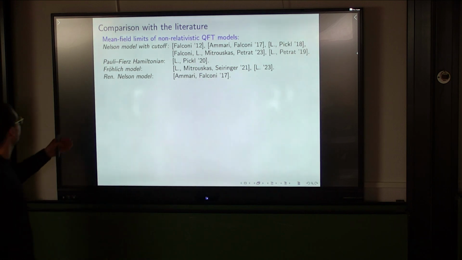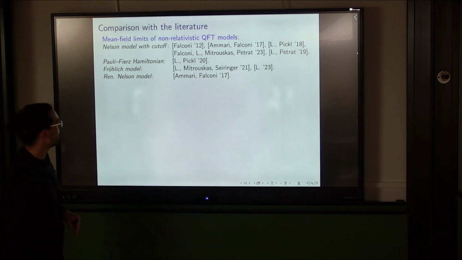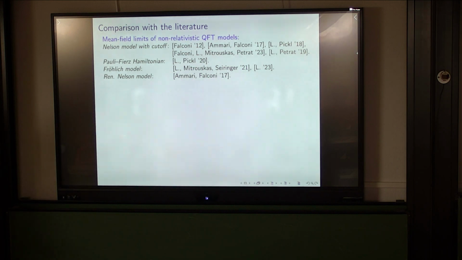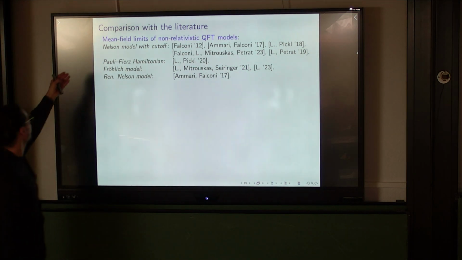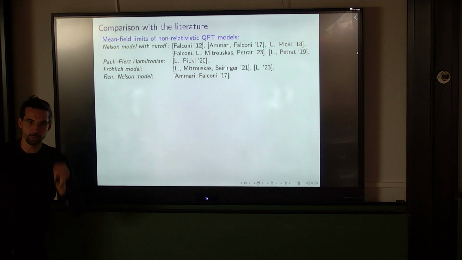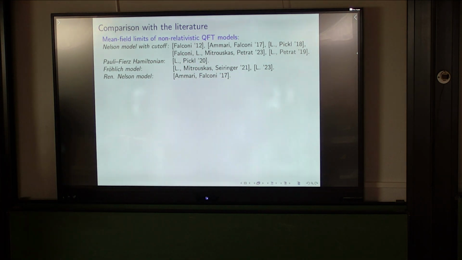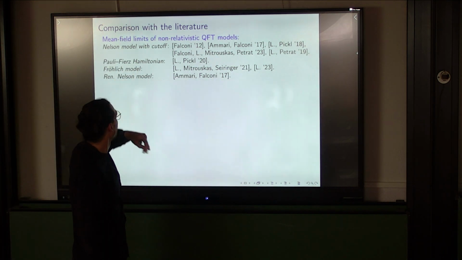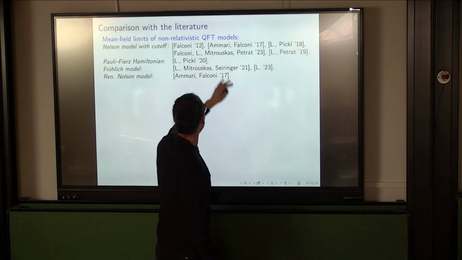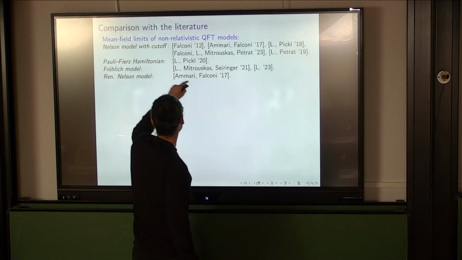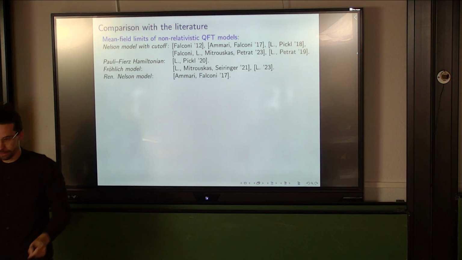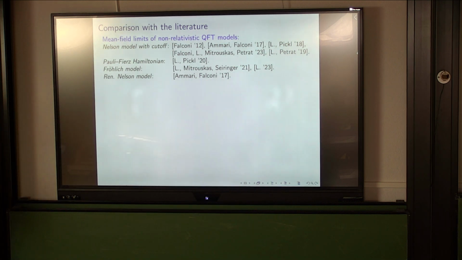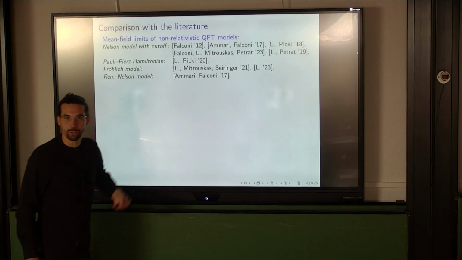Then there are other non-relativistic quantum field models which have been considered, and which I basically listed in the order of the difficulty, I would say, in this limit. The first one is the Nelson model with cutoff. These results are about reduced density, so this is a bit off because it's about fermions. And in this result, we applied the technique Peter explained yesterday to obtain also a Bogoliubov approximation and higher order approximations for the Nelson model with cutoff.